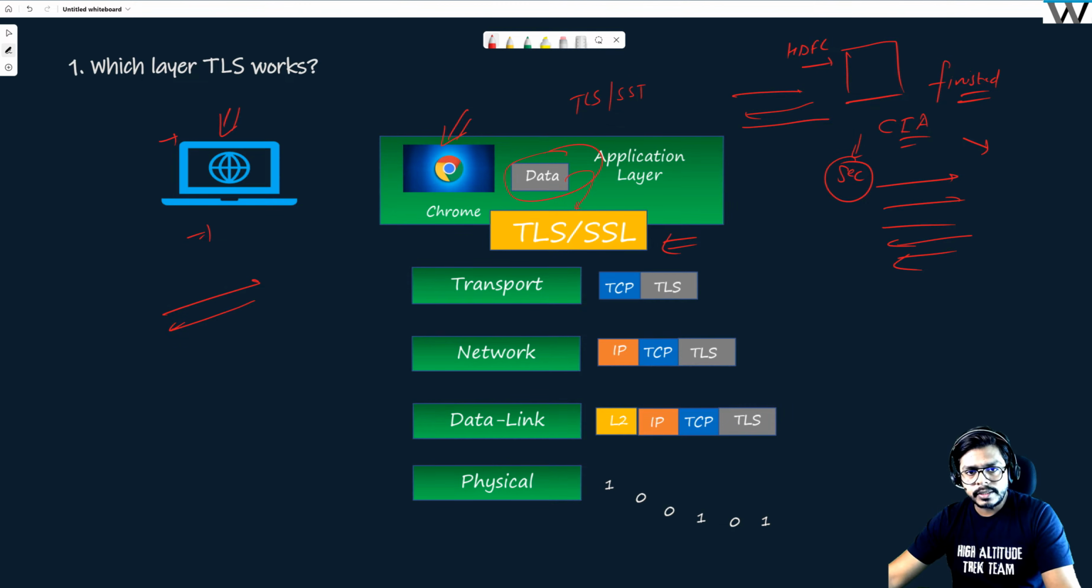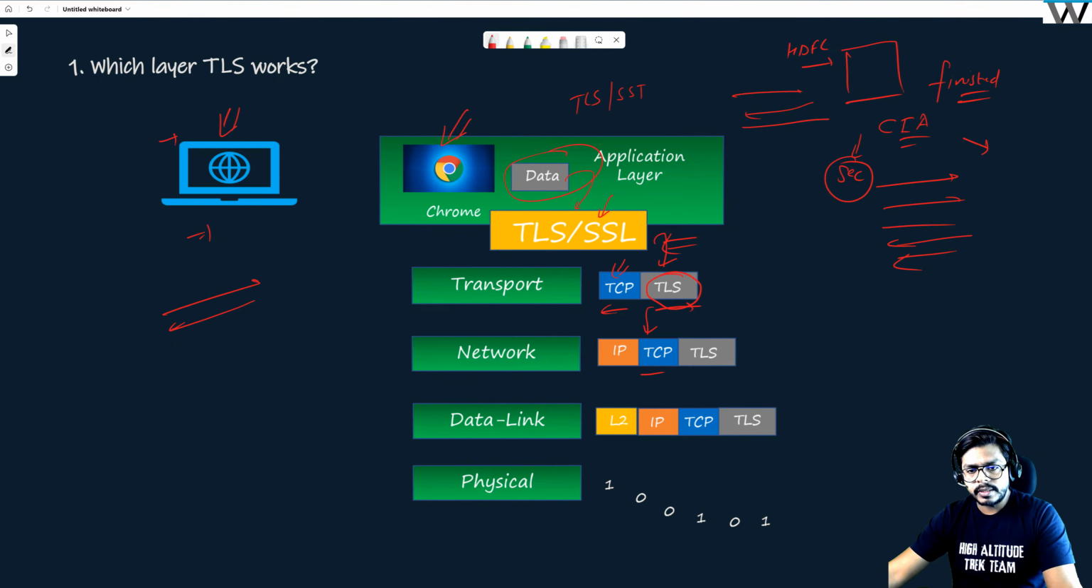You are getting data from Chrome or the application. TLS SSL is right there. It is encrypting your data and passing that data to the transport layer. That is why you see this TLS encrypted message, which is delivered to the transport layer, and then the transport layer is going to pass this data to the IP layer, right?